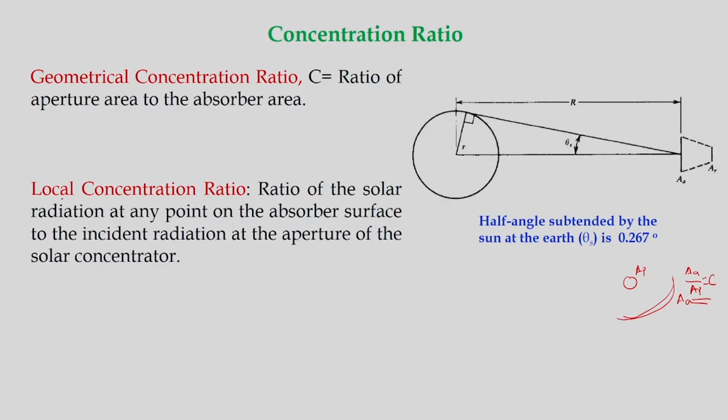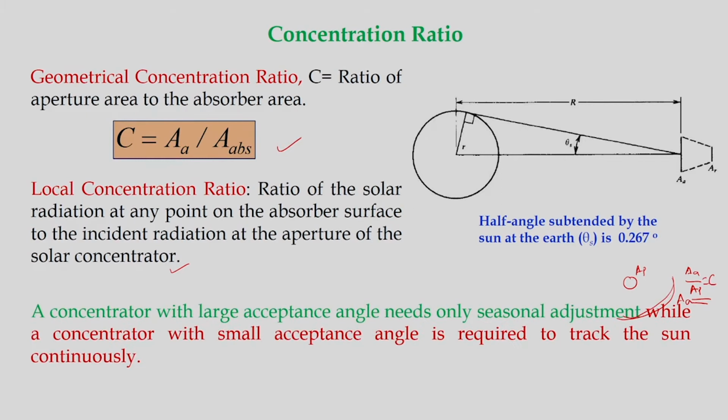The local concentration ratio can also be defined, which is the ratio of solar radiation at any point on the absorber surface to the incident radiation at the aperture of the solar concentrator. Okay. So you can see the definition of C here, and this is a very important point.